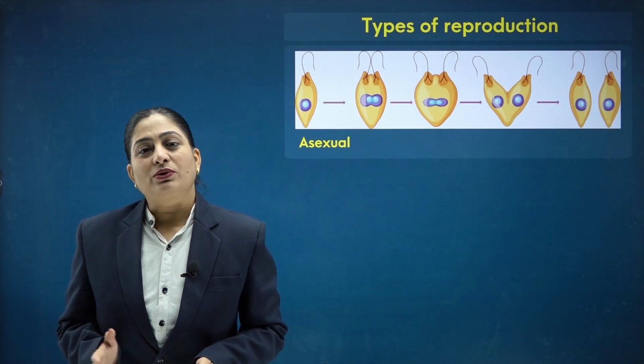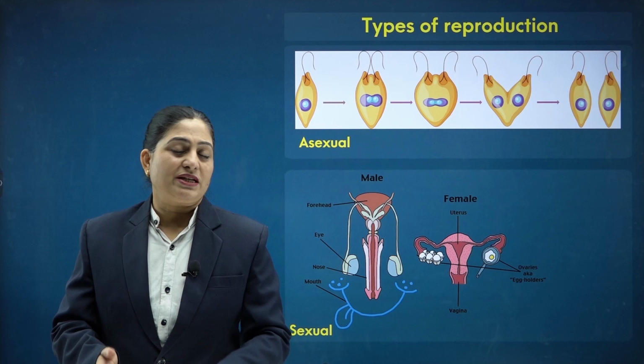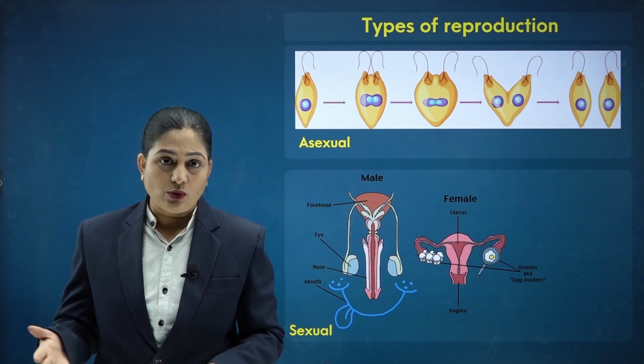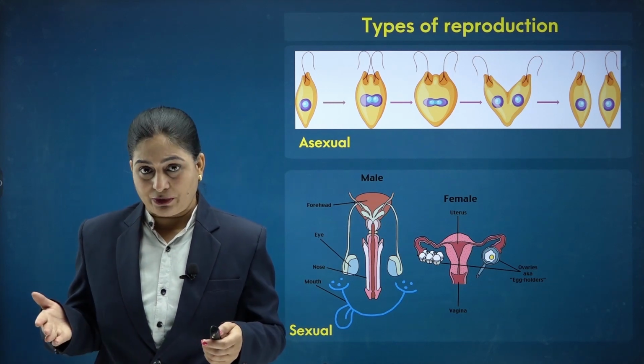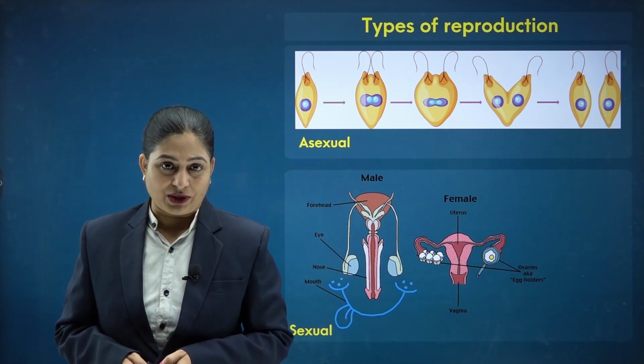When we talk about reproduction, we should know the two types of reproduction. You must have studied them in previous classes. There are two important types of reproduction: one is sexual reproduction and the other is asexual reproduction.